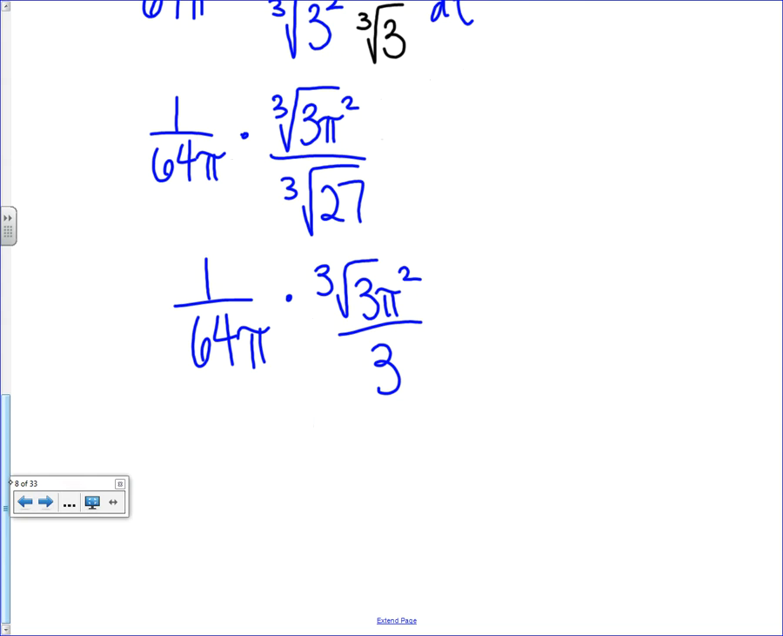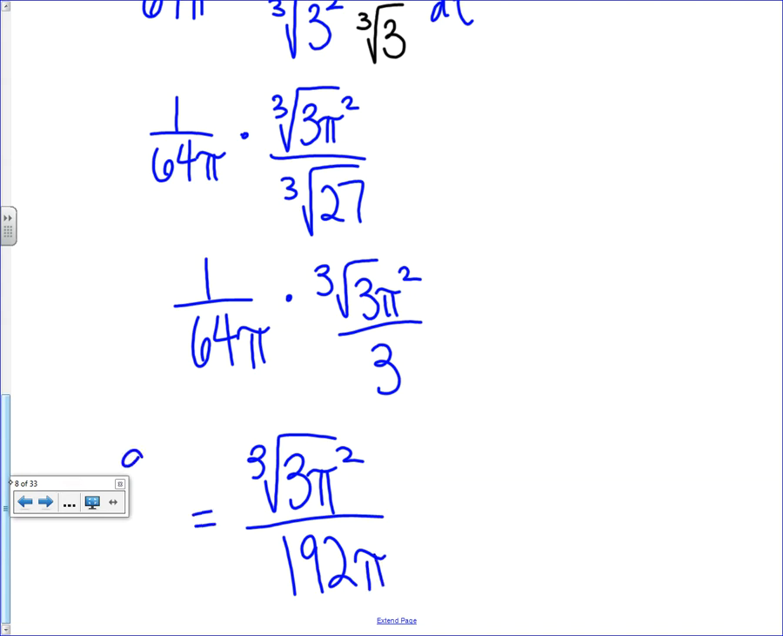Looks like that. So now I can multiply across the top, multiply across the bottom, and I get the cube root of 3 pi squared. If we multiply that, we should get 192 pi.